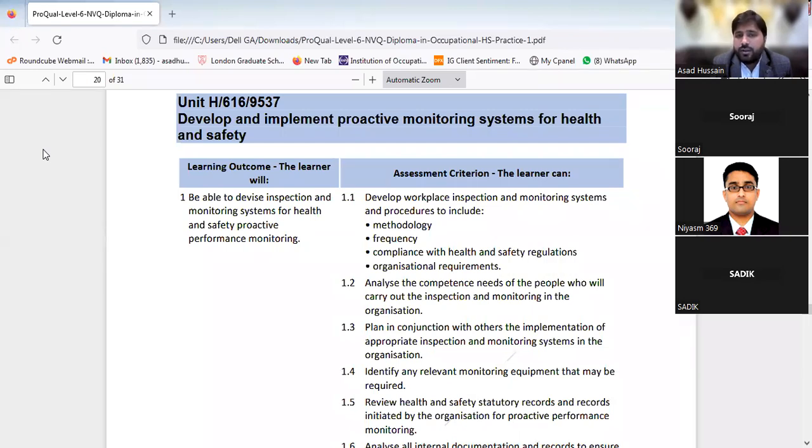In this regard, for evidence, you can provide a proactive monitoring procedure, like whatever you are using: the workplace inspection, safety sampling, safety tours or safety surveys, whatever you have. But do remember that even workplace instructions, because the instructions come after a specific proactive monitoring system, even a set of workplace instructions is also appropriate for use as evidence in this assessment criteria.